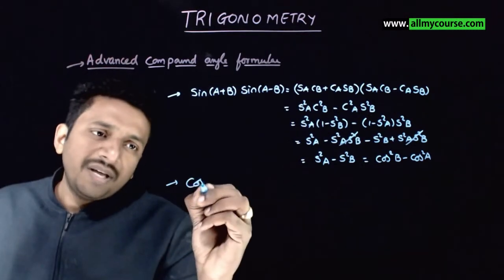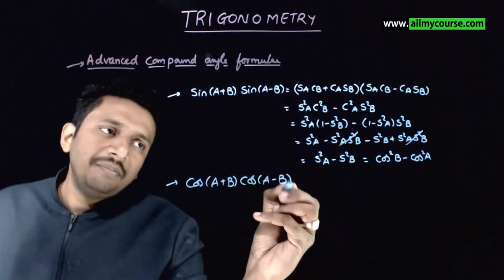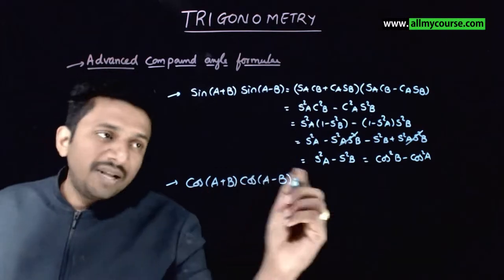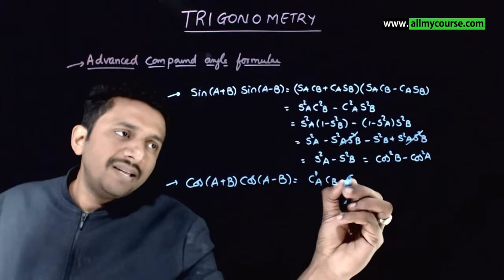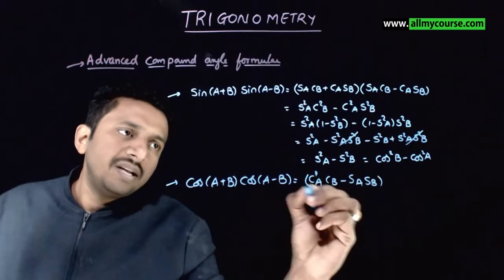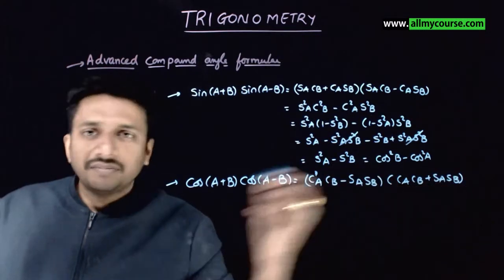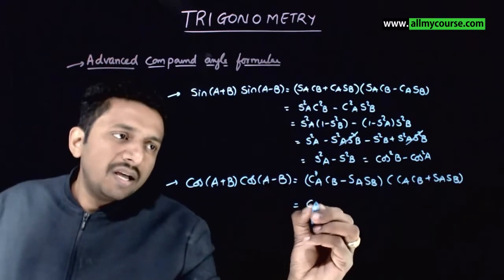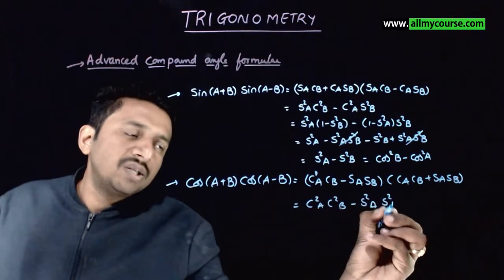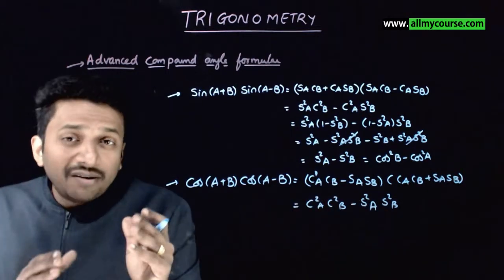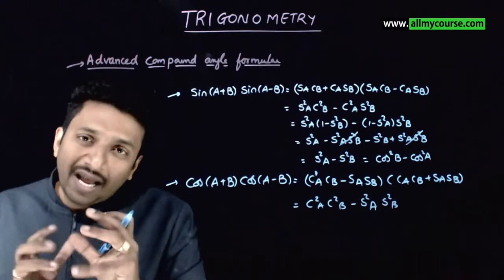Now the next formula is cos A plus B into cos A minus B. So cos A plus B is cos A cos B minus sin A sin B, times cos A cos B plus sin A sin B. If you try to simplify this, you get cos square A cos square B minus sin square A sin square B. In this formula, if you try to completely convert the whole formula into sines, it becomes complicated. So what I do is, I'll do half of it.